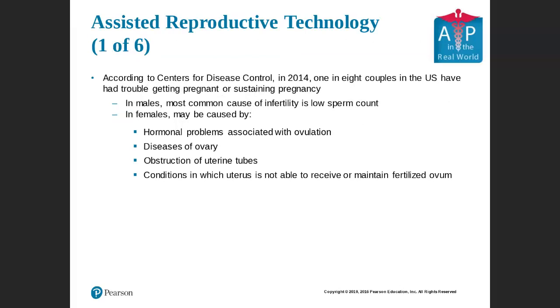According to the CDC, in 2014, 1 in 8 couples in the U.S. had trouble getting pregnant or sustaining a pregnancy. In males, the most common cause of infertility is a low sperm count. In females, you have multiple causes. One is hormonal problems associated with ovulation. Others are diseases of the ovary, like polycystic ovarian disease, or fibroid tumors.